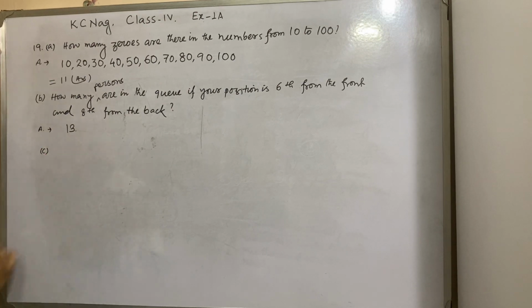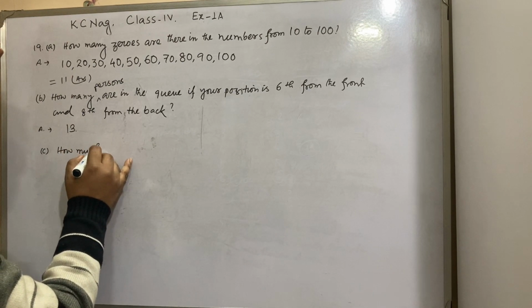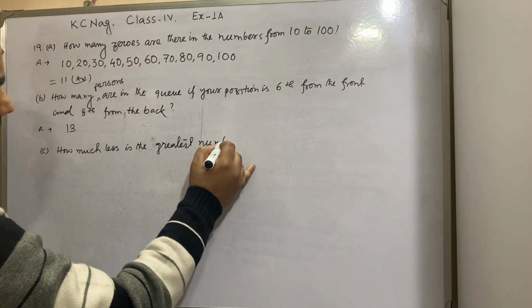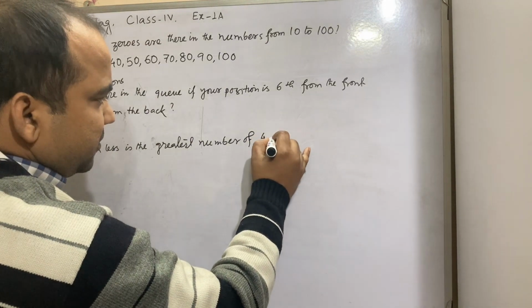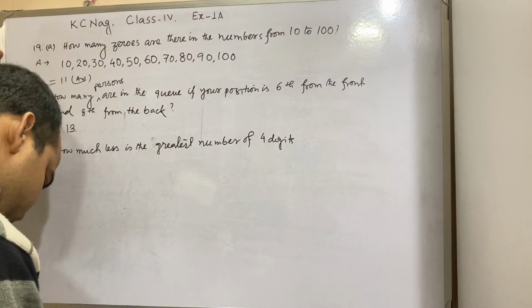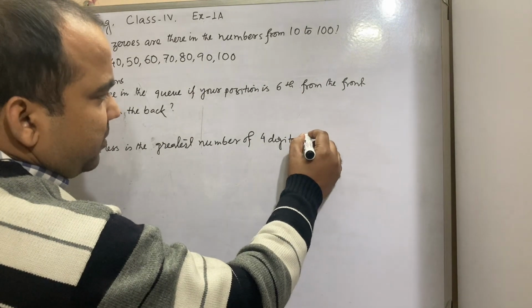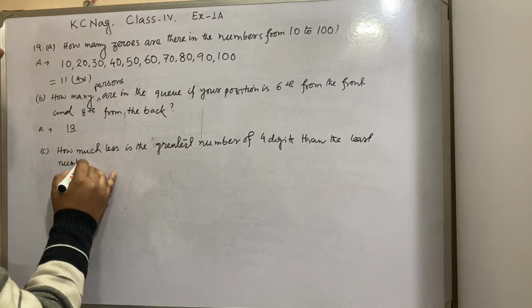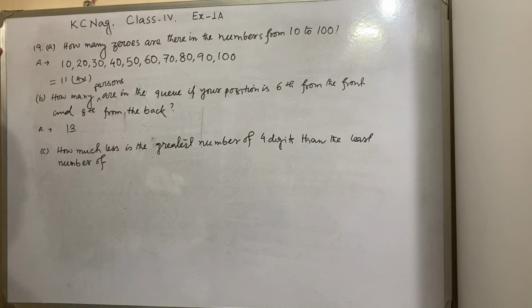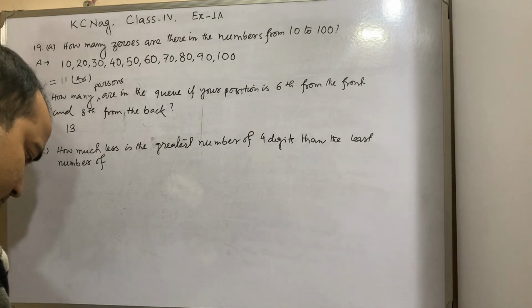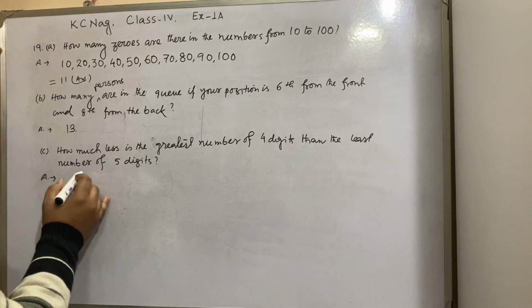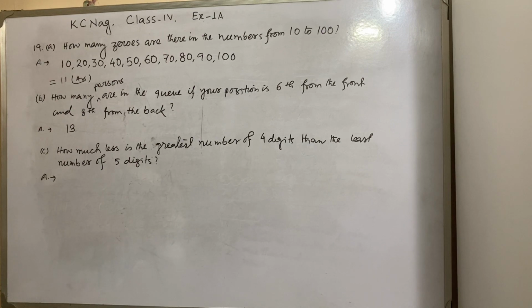Question number C. How much less is the greatest number of 4 digits than the least number of 5 digits?